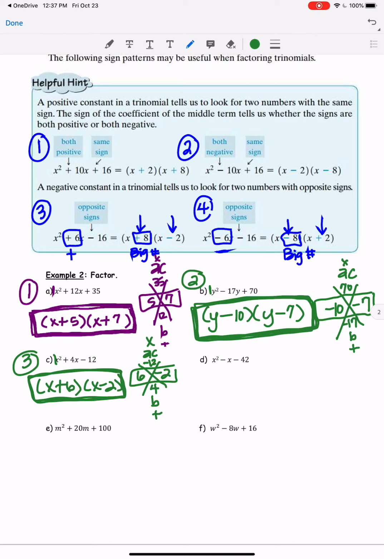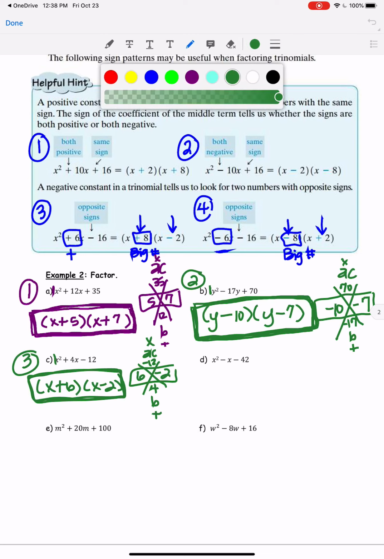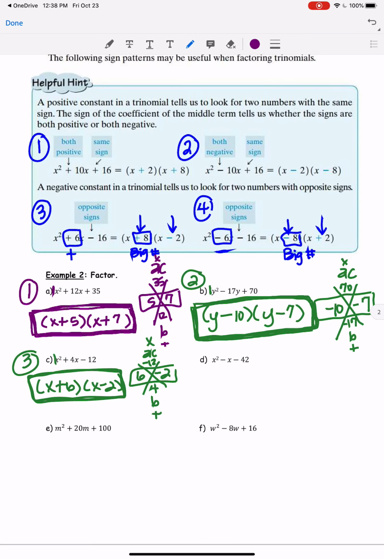On D, this is a case 4, because you've got negative and negative. So my A times C is 1 times negative 42, and my B term is negative 1. So it adds up to negative 1, but multiplies to negative 42. And that's going to be negative 7 and a positive 6.